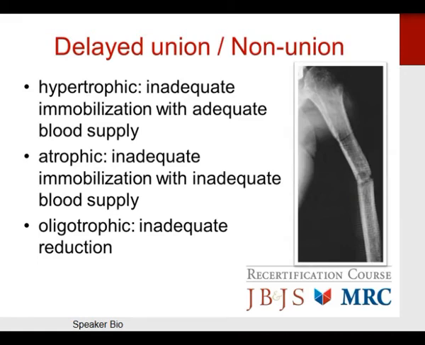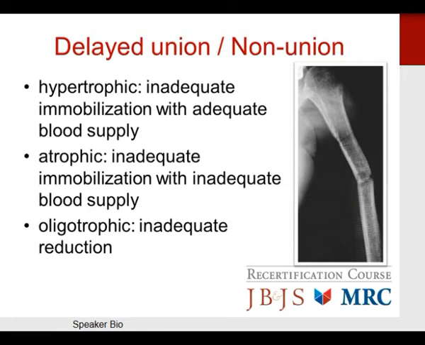Delayed unions or non-unions may occur in several different situations. Hypertrophic non-unions occur if you have inadequate immobilization, but you have adequate blood supply. So you have hypertrophic formation of fibrous tissue. Atrophic non-unions may occur if you have inadequate immobilization with inadequate blood supply, as seen in this picture here. Here we do not have enough nutrition in order for the fracture to heal. Oligotrophic non-unions may occur with inadequate reduction.